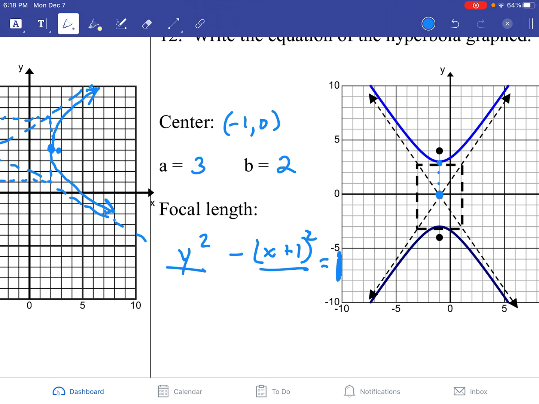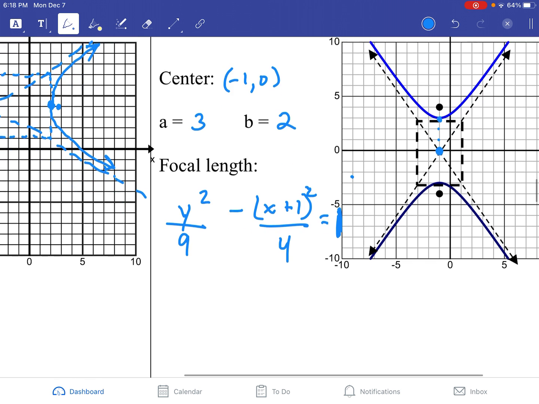All right, the a value is 3, so we're going to have 9. The b value is 2, so we're going to have 4. And that is the equation of your ellipse. Or sorry, your hyperbola. Again, you don't need the focal length because it's not part of your equation.